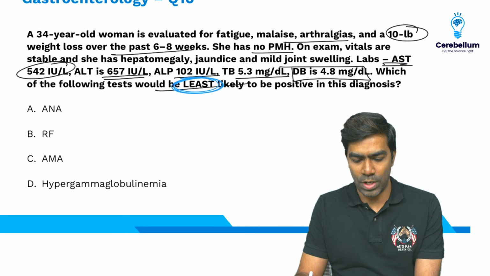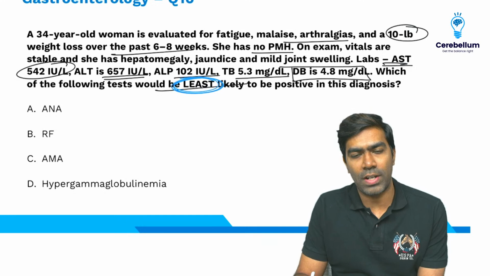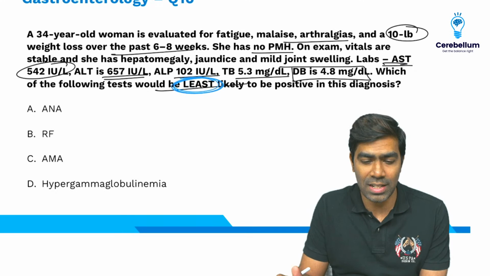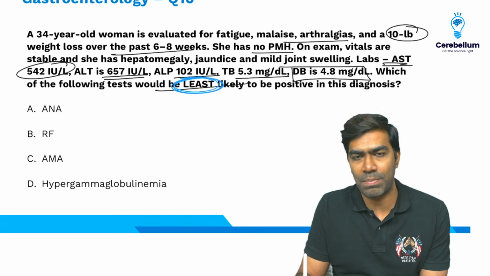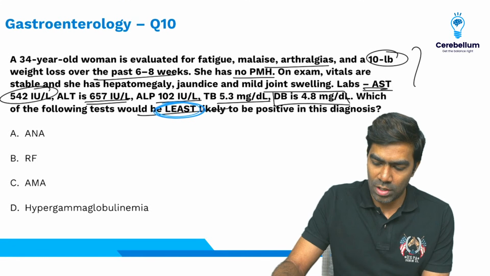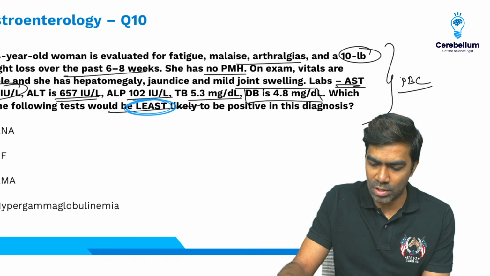So what is the answer? Least likely to be positive: ANA, rheumatoid factor, anti-mitochondrial antibody (AMA), and hypergammaglobulinemia. So what is the diagnosis first of all? Here the diagnosis is very likely to be primary biliary cirrhosis or primary biliary cholangitis. That's the diagnosis.